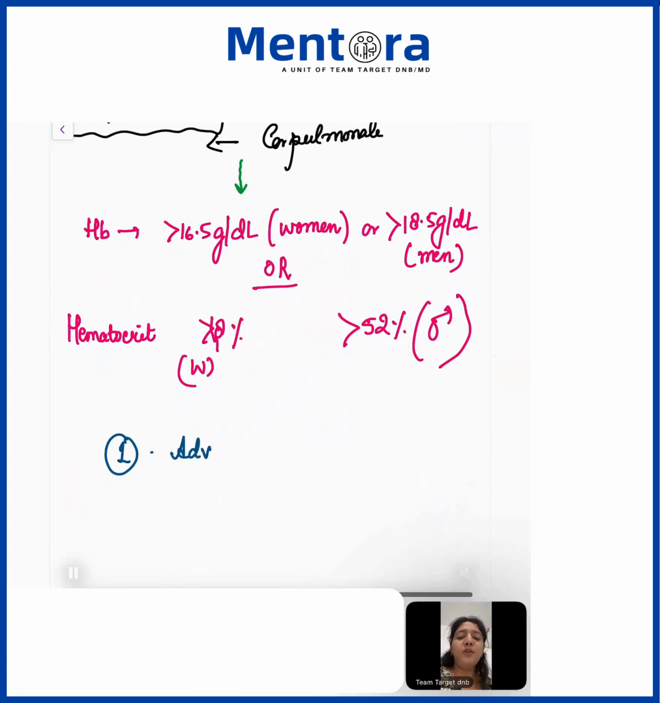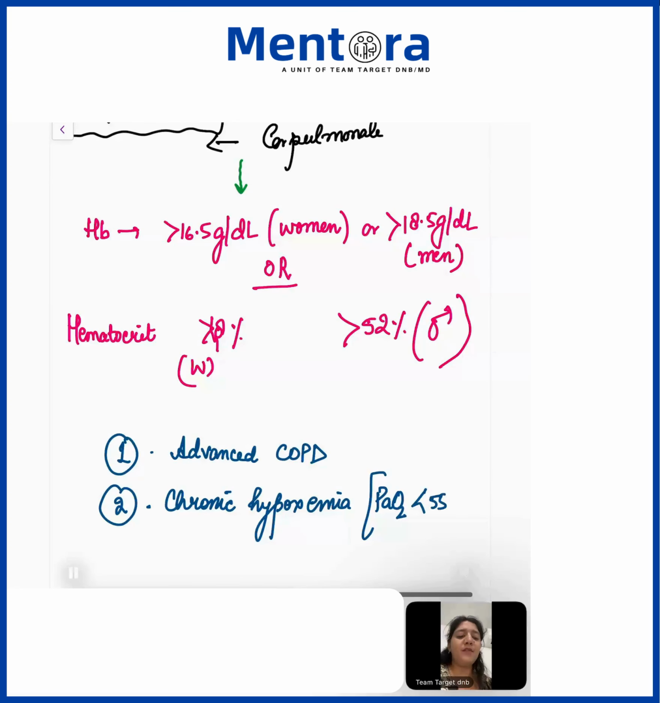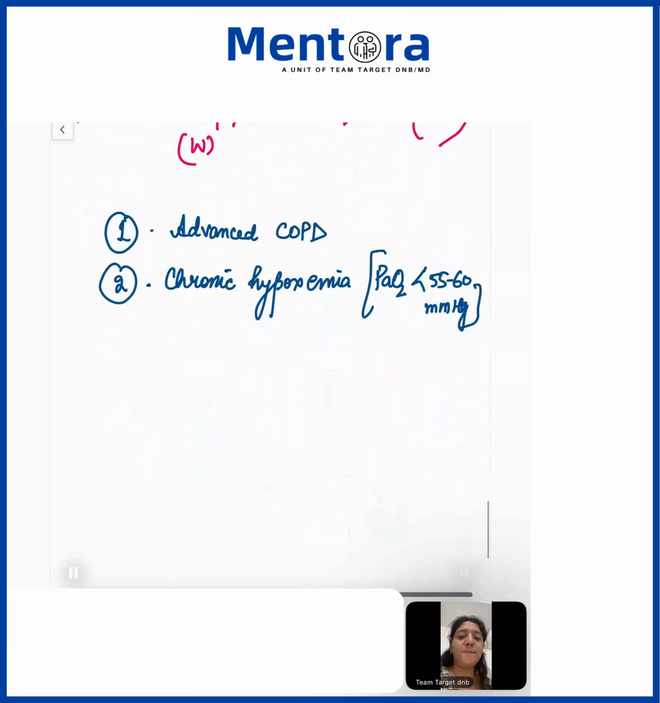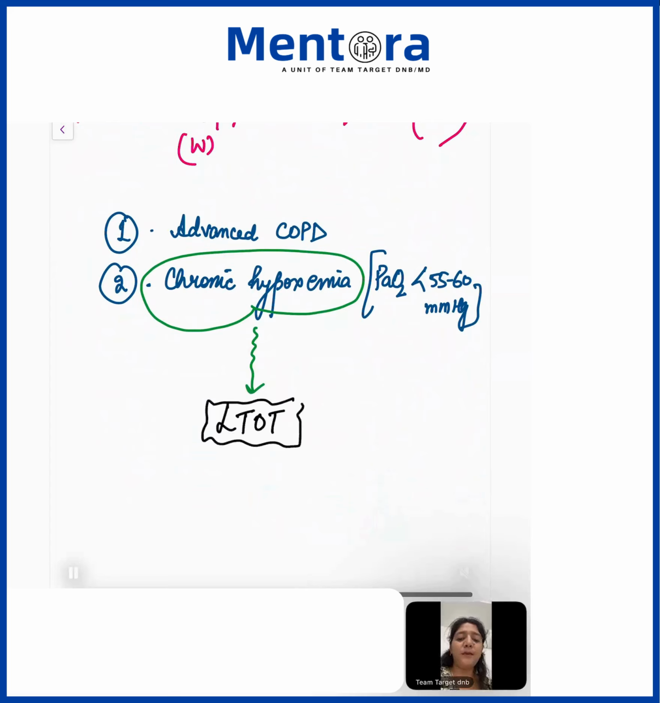So now, how will you treat these patients? What are the causes of polycythemia? Who are the patients who will get polycythemia? Advanced stages of COPD, chronic hypoxemic patients who have PaO2 levels less than 55 to 60 mmHg on their ABGs are at risk for polycythemia. So how will you treat these patients? Chronic hypoxemic patients of COPD who are suffering from polycythemia should be treated with LTOT at home. That means these patients are candidates for long-term oxygen therapy at home.